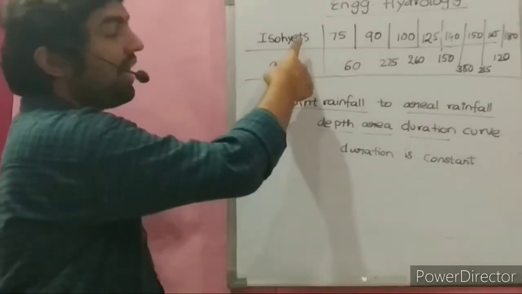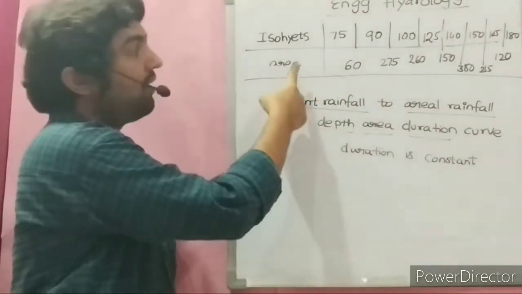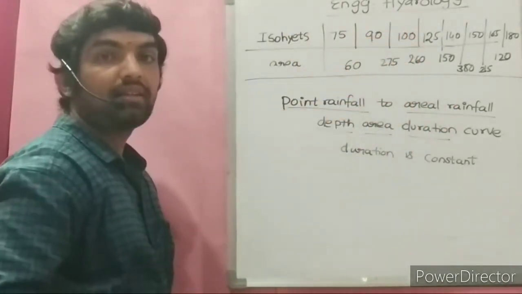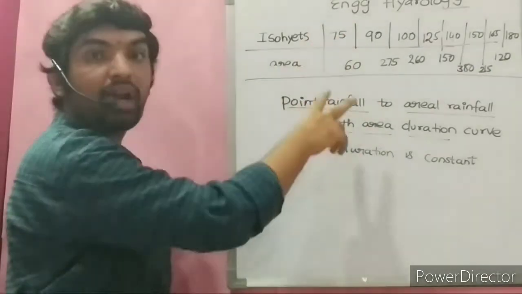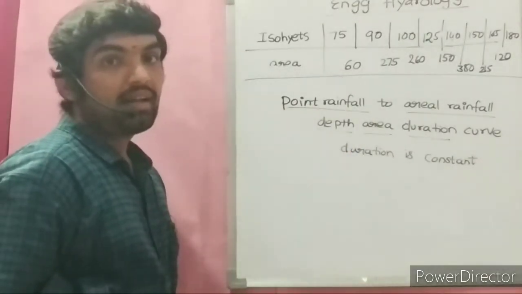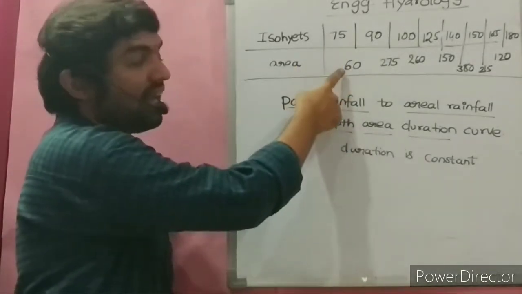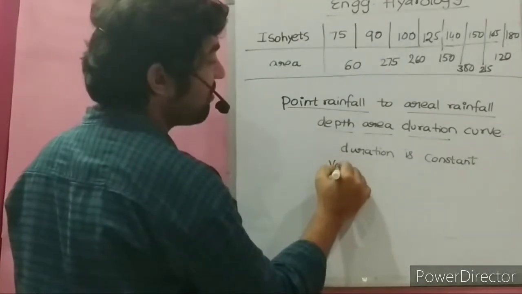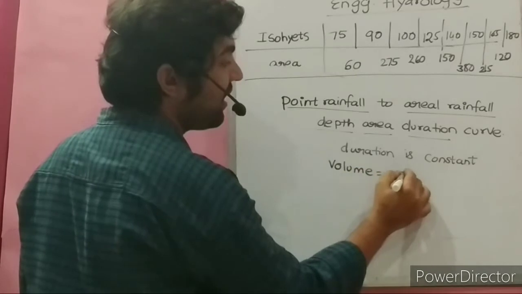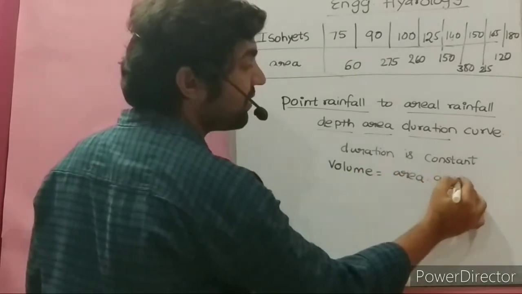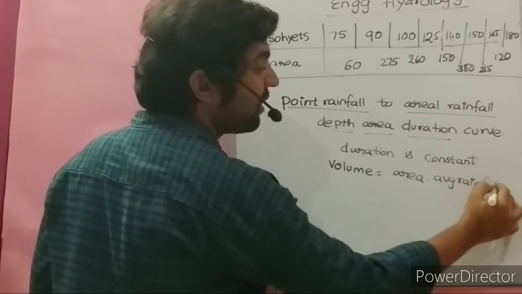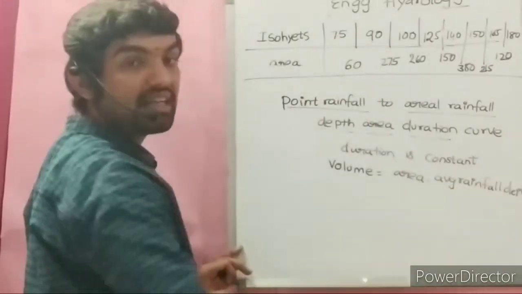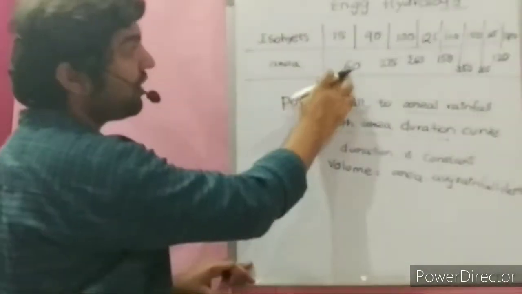From the isohyet data, the isohyetal method of precipitation, we know these are isohyets and this is the area. First we plot the isohyets and later we calculate the area between two isohyets by using the planimeter. By multiplying the isohyet depth with the area, we get the volume. Volume is equal to area into average rainfall depth. Thereby you compute the total volume of the catchment: catchment area multiplied by the average rainfall depth, for example (75 plus 90) by 2 into 60.